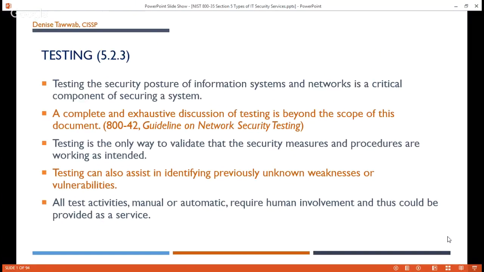Testing is the only way to validate that the security measures and procedures are working as intended. Testing can also assist in identifying previously unknown weaknesses and vulnerabilities, and all test activities, whether they're manual tests or automated tests, require human involvement and thus could be provided as a service.